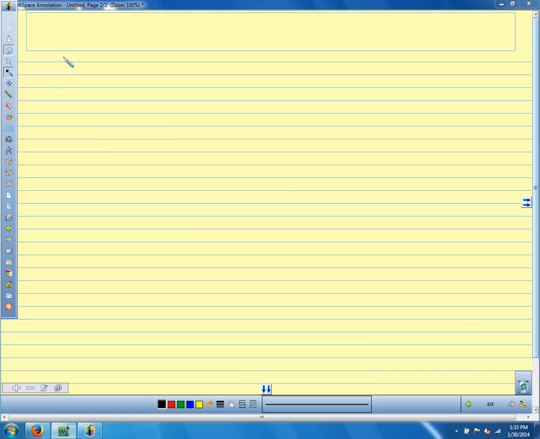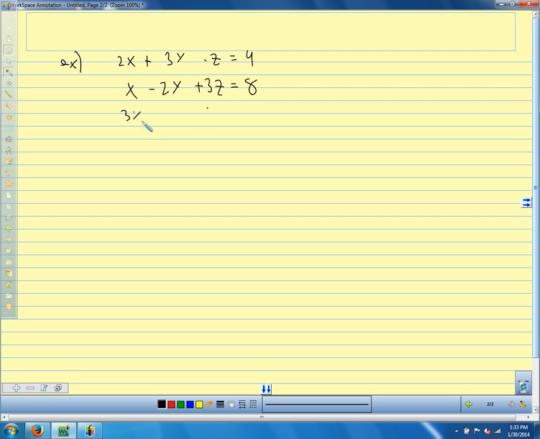So again we're going to take our system of equations and turn it into a matrix. So if we have the system 2x plus 3y minus z equals 4, x minus 2y plus 3z equals 8, and 3x plus z equals 5. So that's our system of equations. I'm just going to write our matrix with just the coefficients, just the numbers. So I'm going to turn this into the matrix 2, 3, negative 1, 4, 1, negative 2, 3, 8, 3, and when I don't have a variable, I need to put in a 0 there, 1, 5.